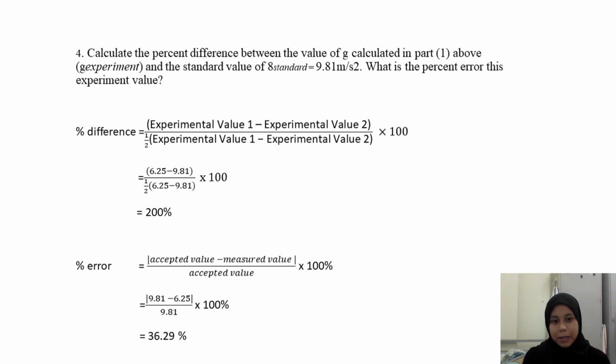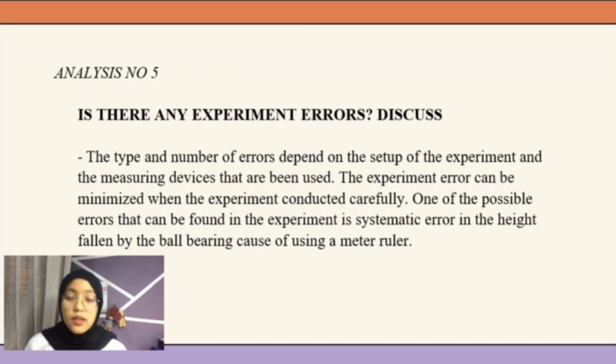While for the percent error we use modulus of accepted value minus measured value divided by accepted value and multiplied by 100. So the calculation is going to be modulus 9.81 minus 6.25 modulus divided by 9.81 multiplied by 100%, and the answer is going to be 36.29%.